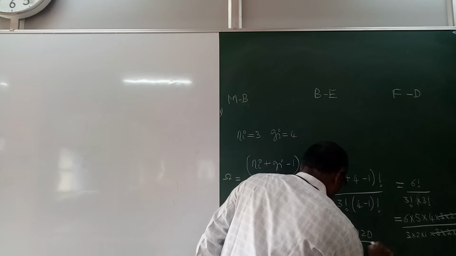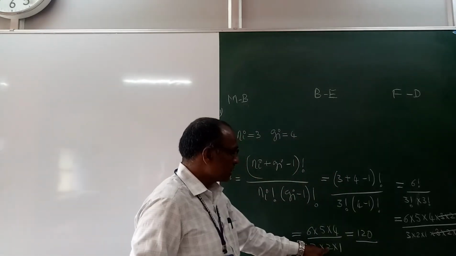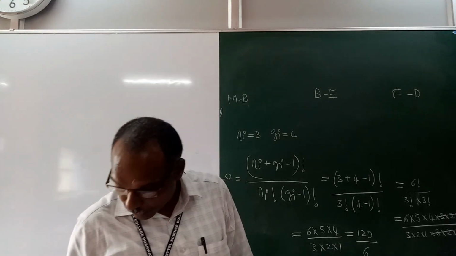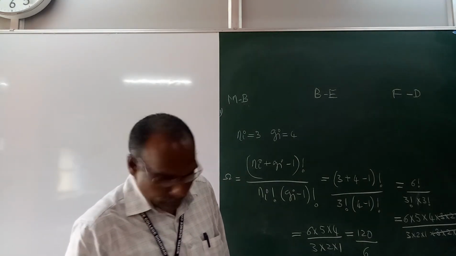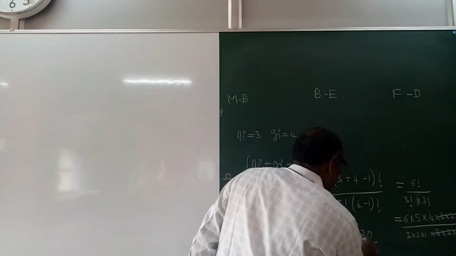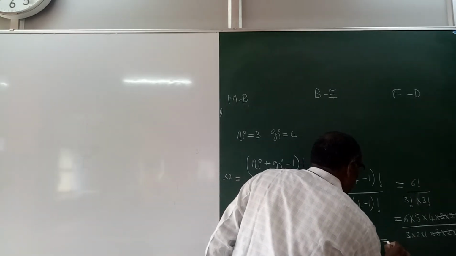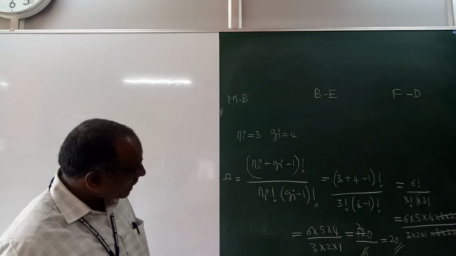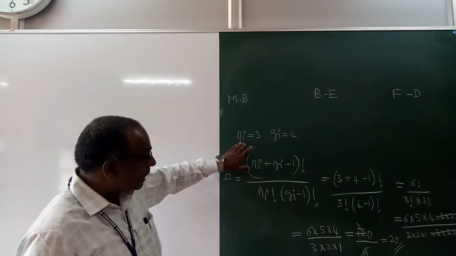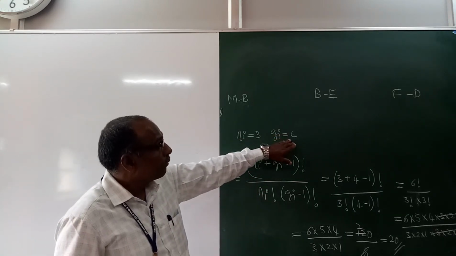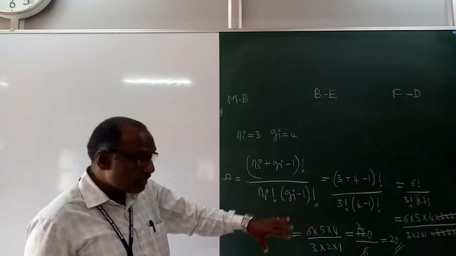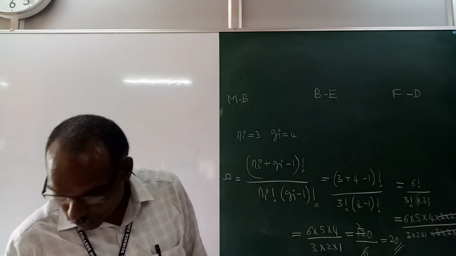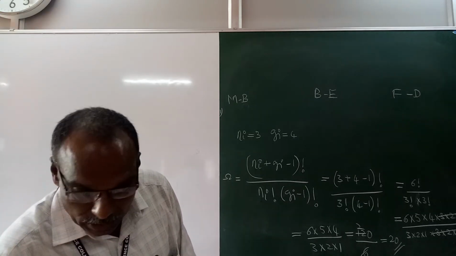120, divided by 3 2s are 6. So 120 divided by 6, this will be 20. That means the number of ways we can distribute the 3 particles in 4 cells, there are 20 ways. There are 20 ways in which we can distribute this.